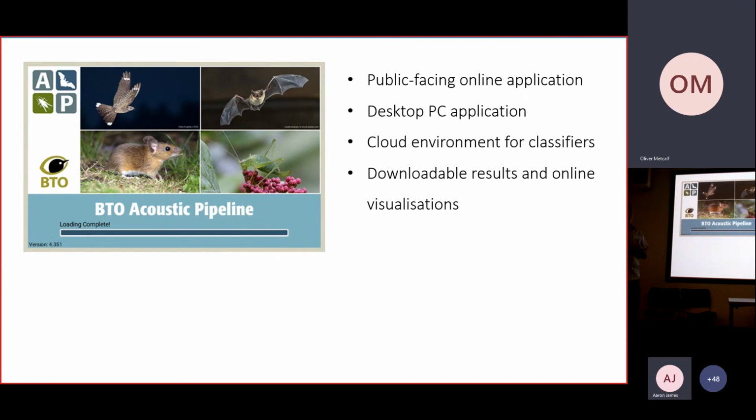Some of you might have seen this or heard of this. So it's supposed to be a public-facing online application. It has 2 main parts, a desktop PC application for handling uploading of the audio recordings and controlling metadata, and that connects to a cloud system in Amazon, where all these classifiers run, sending the results back to you when they're done.